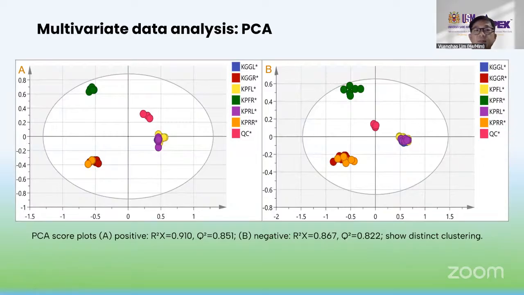So we did a simple PCA. The PCA of the untargeted metabolomics is an unsupervised method based on the metabolite variables. We can see a distinct clustering among different species, which indicates that each possesses a unique metabolic profile. The tight clustering of the quality control samples demonstrates good analytical reproducibility.